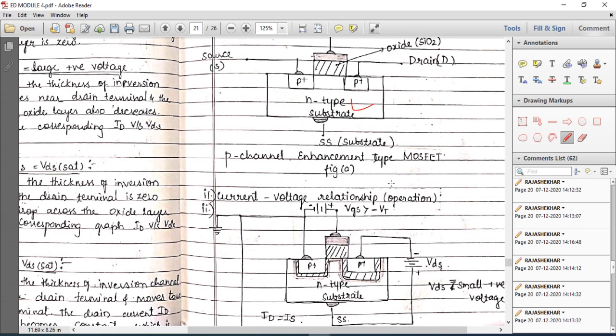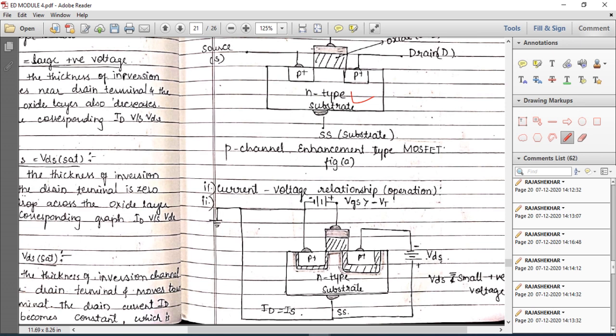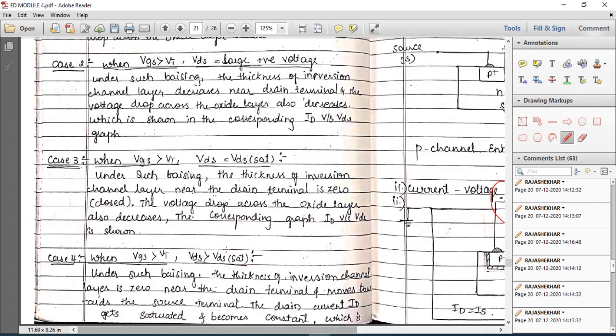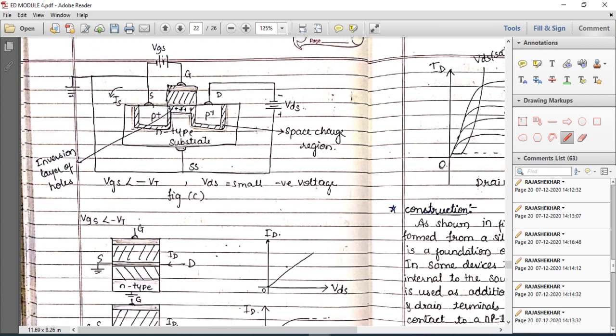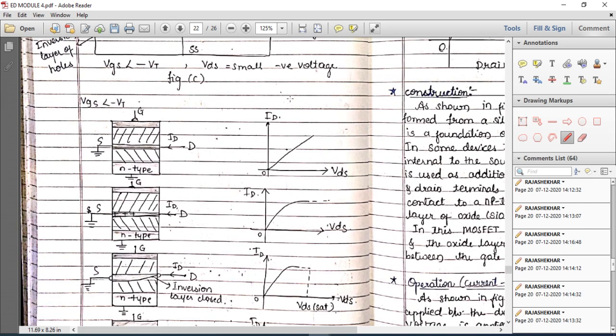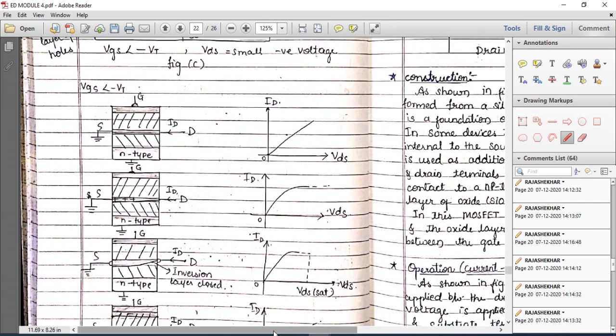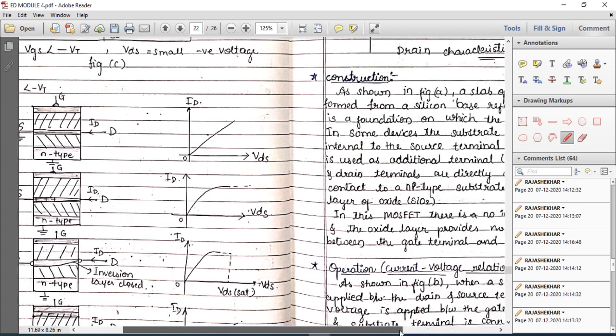Next, in the current voltage relationship, we have explained the operation. In the N channel, VDS is positive, but here it is negative. For this it is correct: first should be positive, next should be negative, which is shown here. So this you have to change. This is positive, they have made a small mistake, and this is negative. You have to make these changes, then only you will understand. The remaining stuff is common. Whenever holes are there, here it is electrons, and wherever electrons are there, it is holes. I hope you go through this.